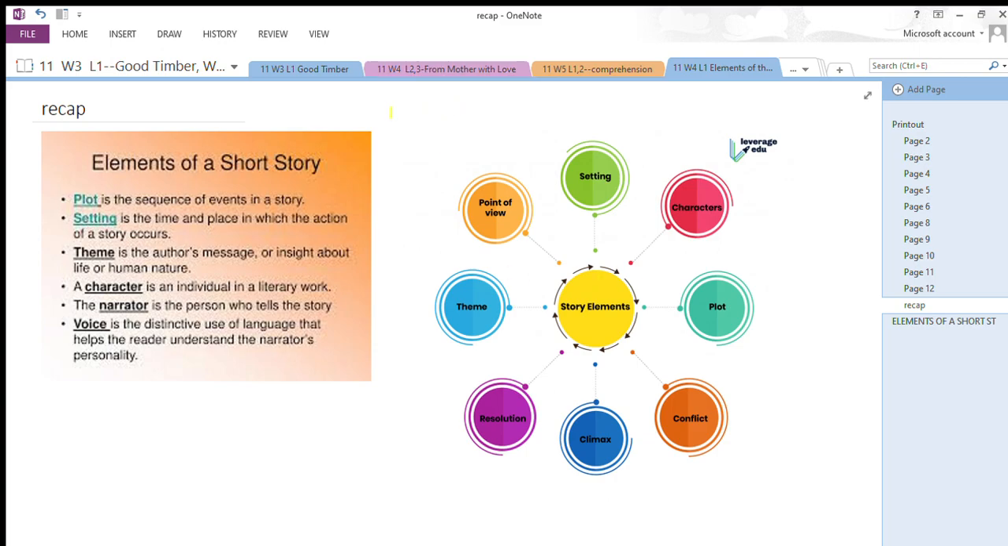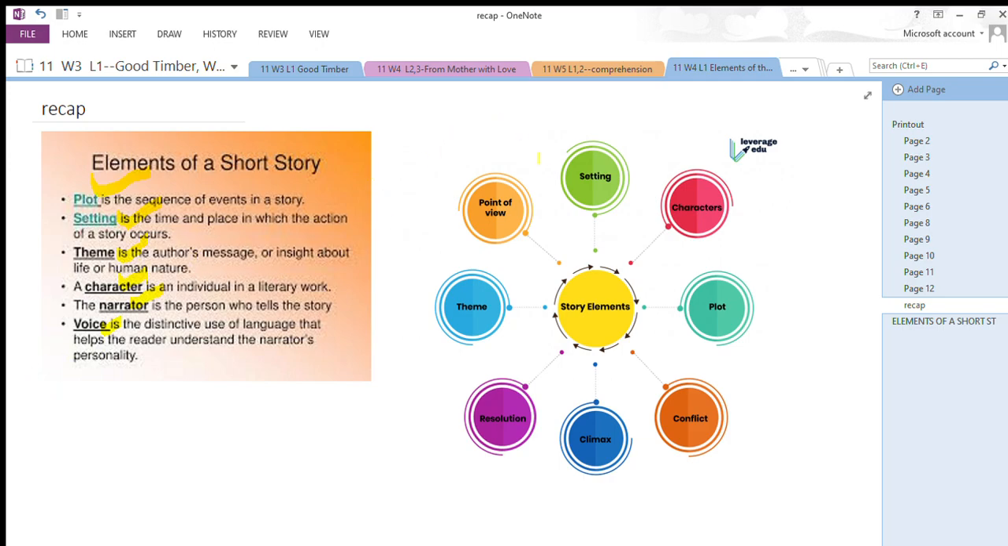Here is a quick recap. We have very important elements of a short story. We have plot, we have setting, theme, character, narrator, if it is being narrated by someone or the characters are the narrator. Voice is also sometimes explained, like the story is being told by someone, especially in stage dramas or stage acts.